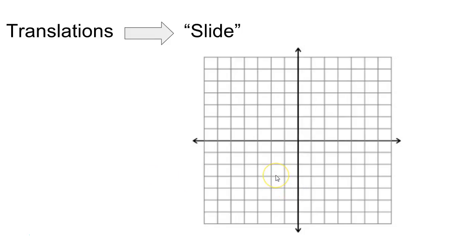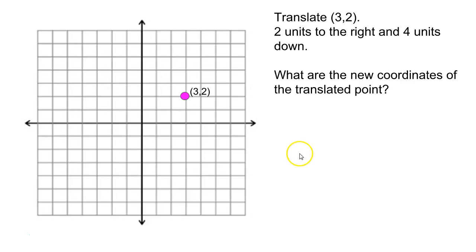So, first, before we start translating functions, we're going to start by translating just a point. To review, a point is an ordered pair with an x-coordinate and a y-coordinate. Over here on our coordinate plane, the horizontal axis, that's our x-axis, and the vertical axis is the y-axis. So we're going to translate point (3, 2), 2 units to the right and 4 units down. And then we're looking for what the new coordinates are of the translated point.